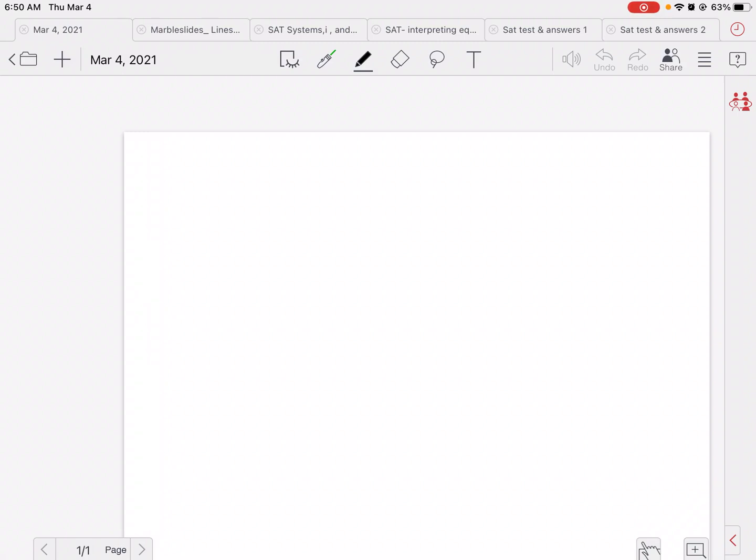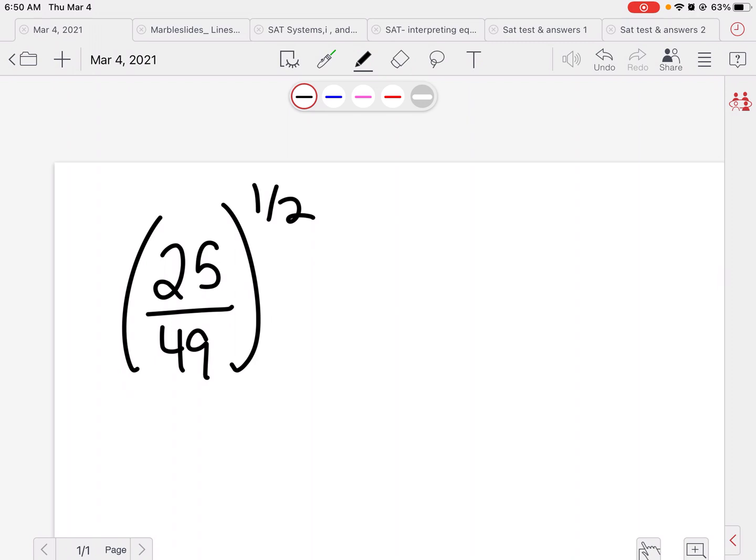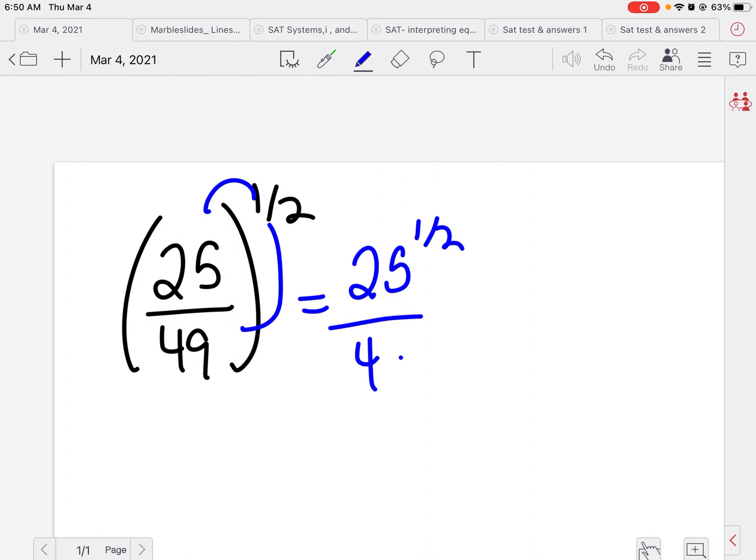A couple things about rational exponents that I did not talk about in the first video. First thing, if we're dealing with fractions, like 25 over 49 to the 1/2, we're going to distribute the 1/2 to the top and bottom. So this becomes 25 to the 1/2 over 49 to the 1/2, which we know how to do because of exponent rules that we talked about earlier in this chapter.